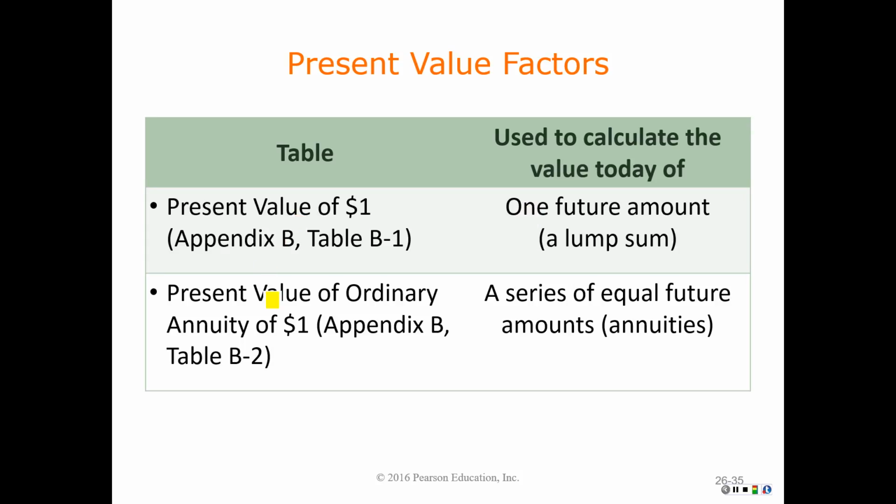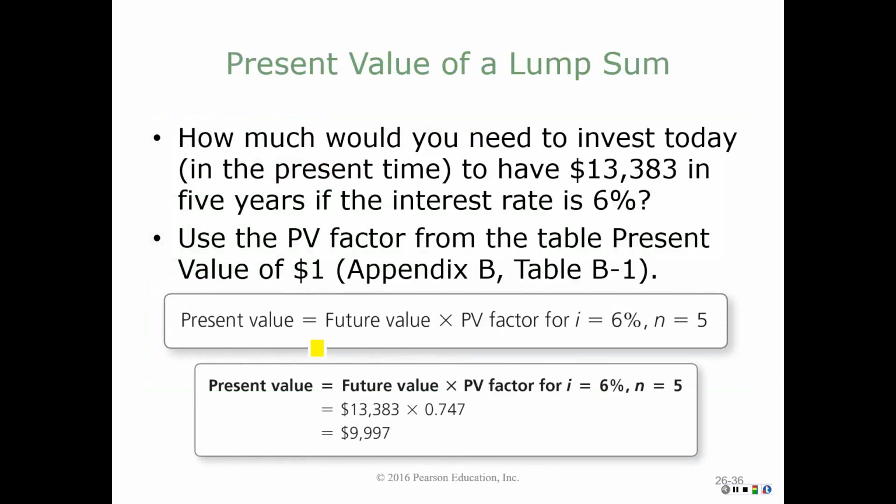If we want to know the present value of an ordinary annuity, we can also use the present value of an ordinary annuity table. What if I want to know the value today of a series of equal payments? So how much do I need if I have a series of $5,000 payments for the next 5 years at 6% interest? What is the value of that investment today? In this situation, we would use the present value of an ordinary annuity of $1. So once again, this table is in your appendix. We'll put this into an example for you.